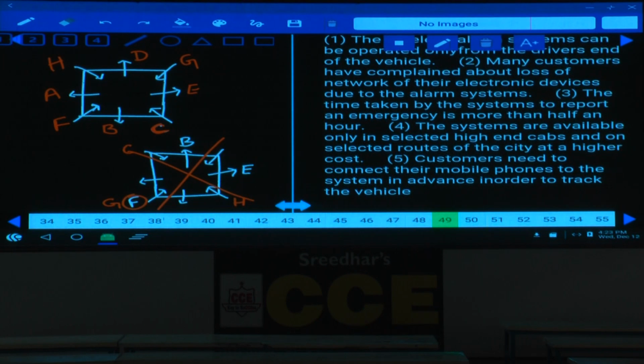Then choice 2. What about choice 2 here? Many customers have complained about loss of network of their electronic devices due to the alarm. Due to the alarm system, what happens here?